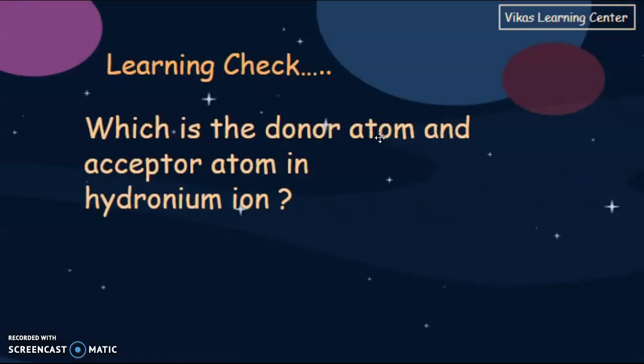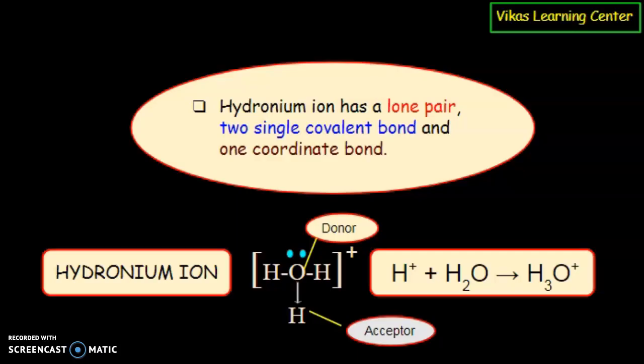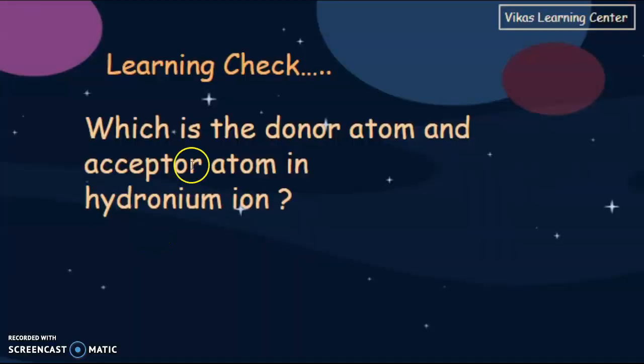So, which is the donor atom and acceptor atom in this hydronium ion? As we learned, in the hydronium ion, oxygen is providing entirely the lone pair of electrons for the sharing between the oxygen and hydrogen. So, oxygen here becomes the donor atom and hydrogen becomes your acceptor. So, the answer is, the donor atom is your oxygen atom, whereas the acceptor one is your H+ ion or the hydrogen ion.